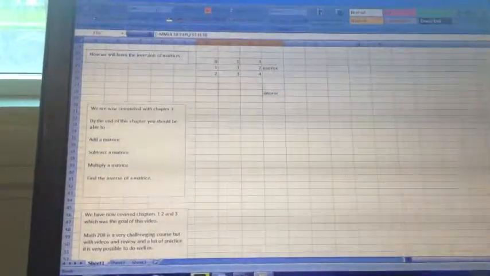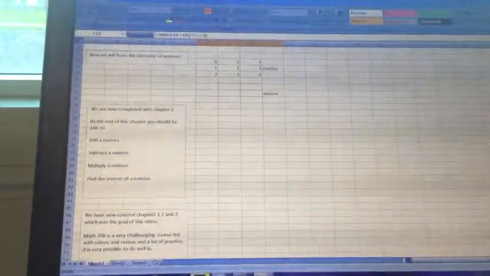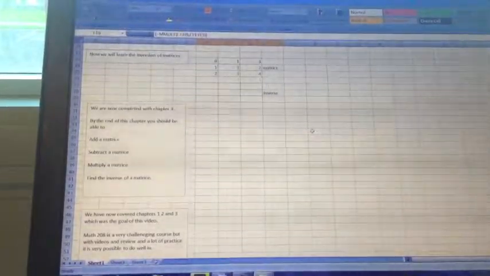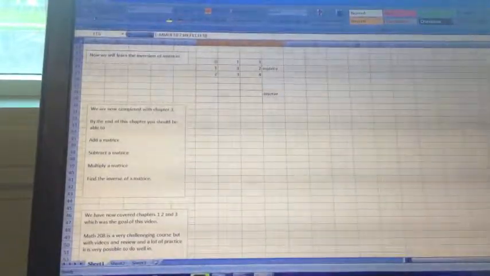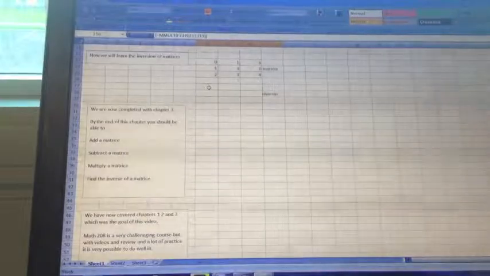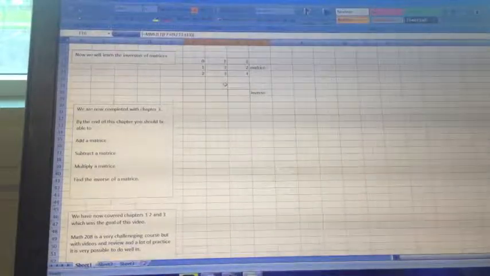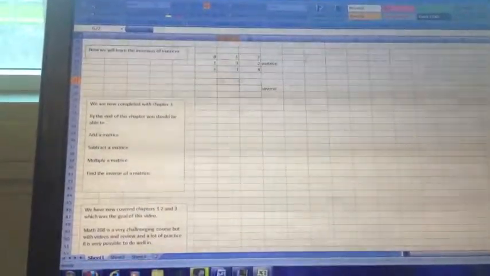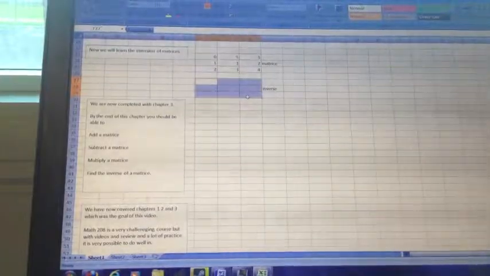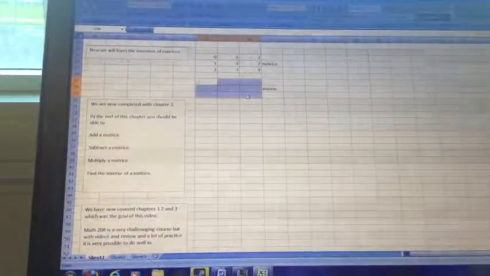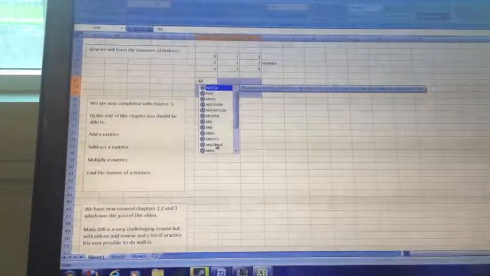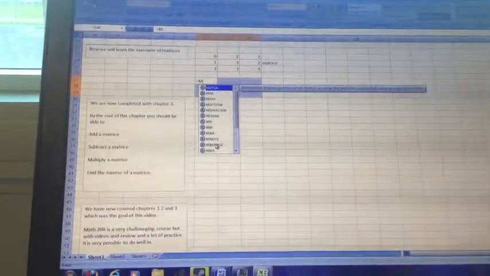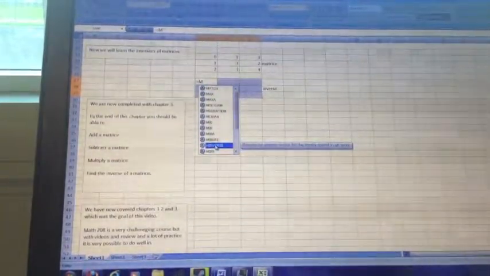Now that we've learned how to add, subtract, and multiply a matrix, we're going to learn how to find the inverse of a matrix. So we have our matrix here, and the inverse is going to be the same dimensions as our matrix. We see that our matrix is a 3 by 3 matrix. So we're going to highlight an area, which is 3 by 3. So we're going to do this. Then we're going to hit equal sign again. We're going to type a capital M, and then we are going to scroll down here where it says MINVERSE. We're going to hit that.